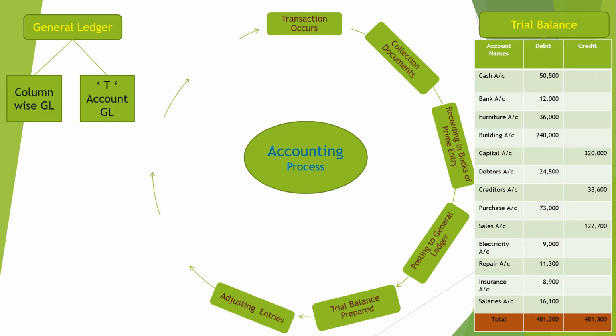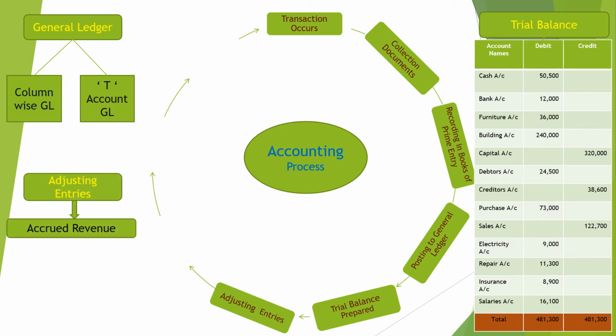Basically, there are four types of scenarios where adjusting entries are needed. Accrued revenue, which is number one. Accrued revenue is revenue receivable. This is very common in some of the service industries, where reports about part services rendered come late and that income needs to be recorded.